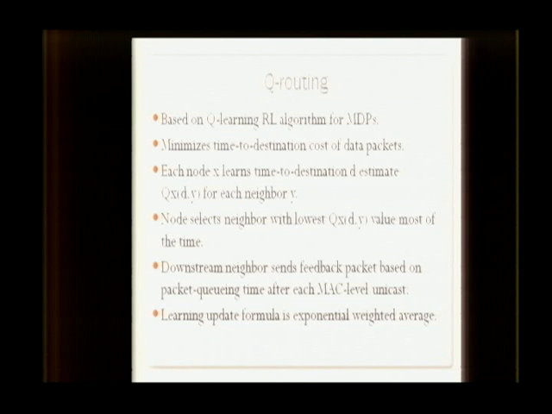Every once in a while, it will randomly choose a different neighbor to see if conditions have improved for other neighbors. The downstream neighbor always sends a feedback packet after every MAC level transmission based on the packet queuing time for each MAC level unicast. So for every MAC level data packet that goes this way, there is a feedback packet that goes in the opposite direction. It is learning an update formula that is an exponential weighted average.